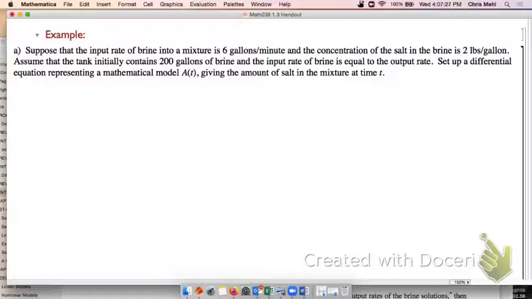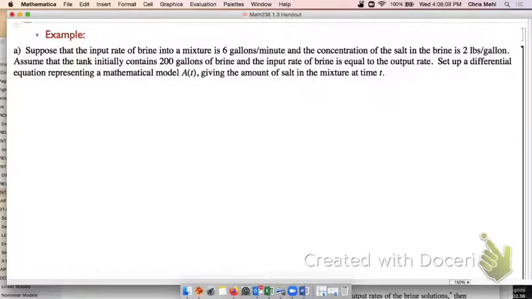It doesn't necessarily tell us how much salt is initially in the tank itself. I'm not sure that's needed. Sometimes you might start with no salt in your mixture. You might have 200 gallons of water, and then you're pumping a salt solution into that water, and also pumping some amount of solution out of the tank. So the idea here is you've got this tank.